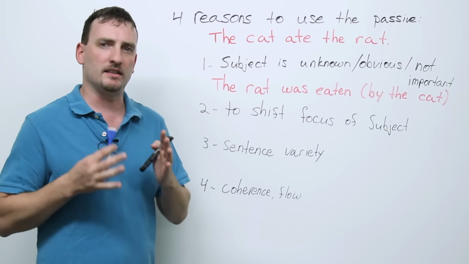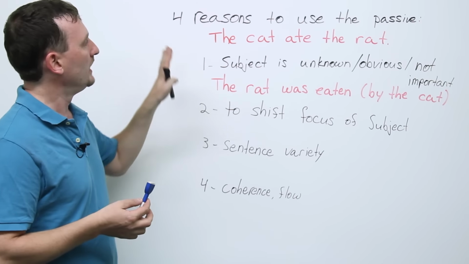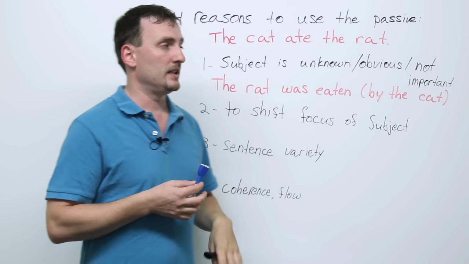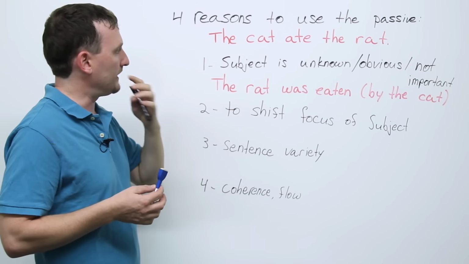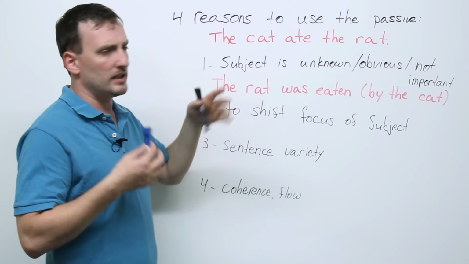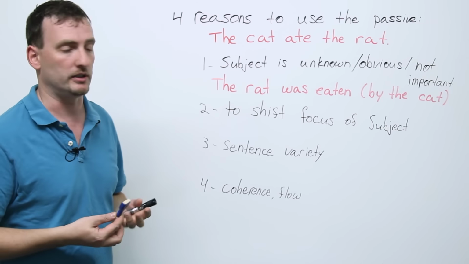And today's lesson is a little bit complicated, but a little bit basic at the same time. Today we're going to look at the passive form of the verb. Now, before we get to look at the more complicated things, like the 4 reasons to use the passive, let's have a very quick review of what is a passive and how do we construct it.